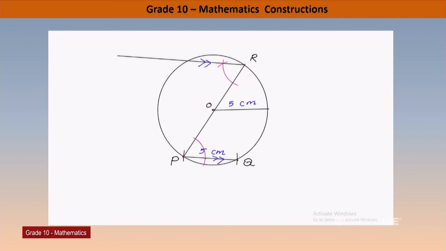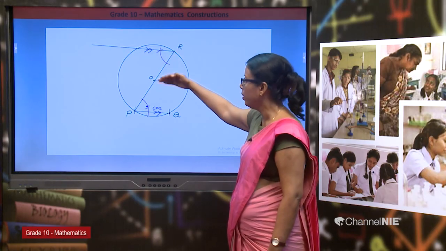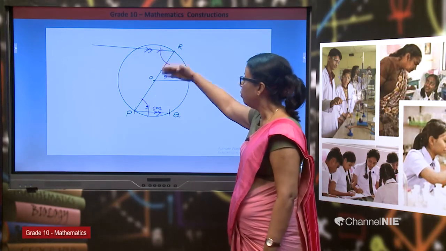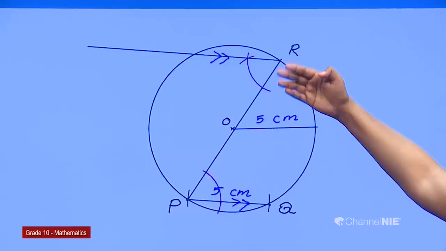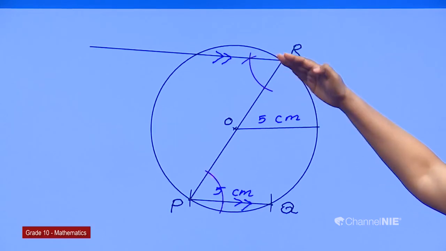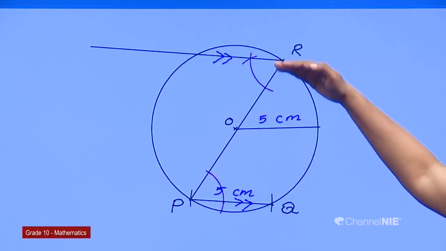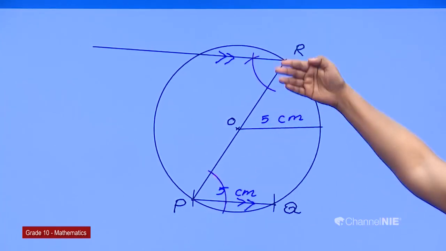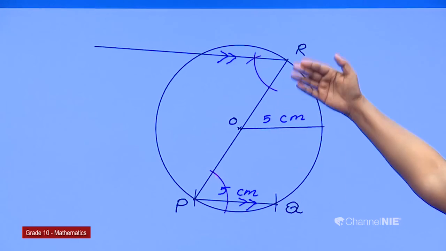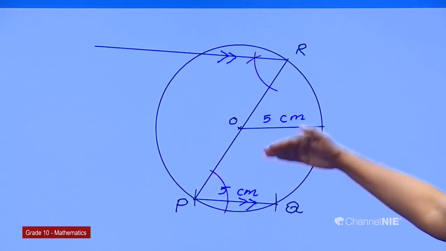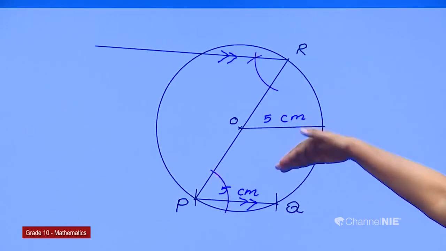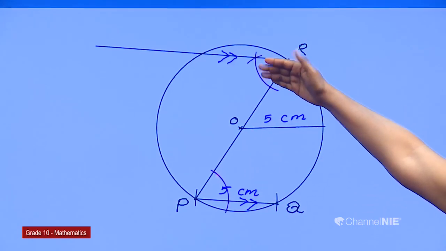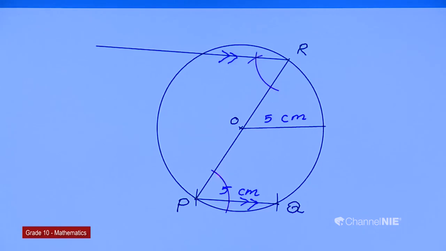Even we have taken this angle equals to this angle. We copy the same angle on R. They are alternate angles. These alternate angles are equal means these two lines are parallel. Between these two lines, this is the transversal. Here we form two alternate angles. They are equal. They are alternate angles. So, alternate angles are equal means this PQ line is parallel to this line that goes through the R.